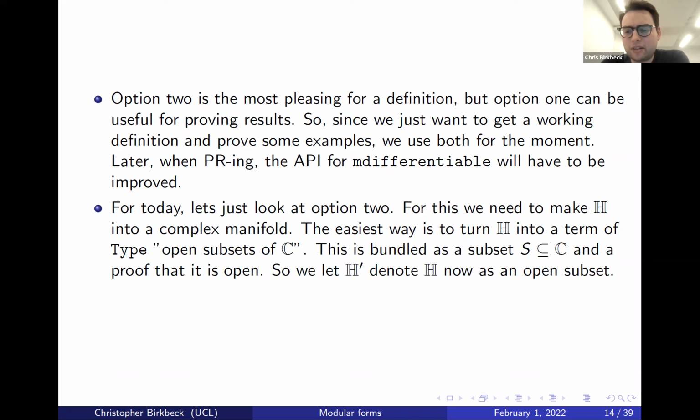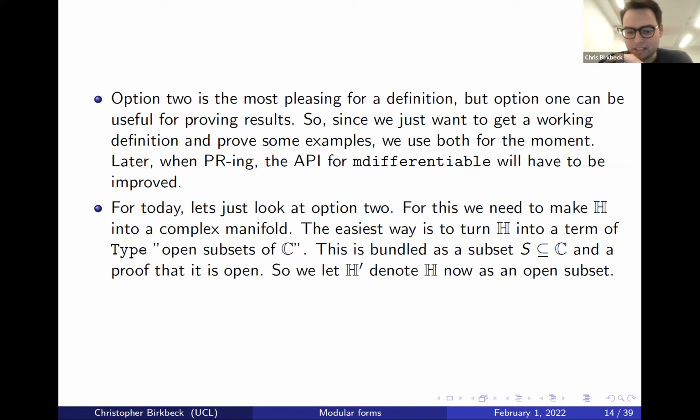And so essentially, I want to create a complex manifold out of the upper half space. And you can do this because Lean, for example, already knows that the complex numbers form a complex manifold. That's easy. And it also knows that open subsets of manifolds are manifolds. So if I can just check that the upper half space is an open subset of the complex numbers, I can automatically infer that it is a complex manifold. And this basically means I need to write my upper half space as an element of type OpenSubsets of C. So I need to take my upper half space and add a proof to it, which says that it's open in the complex numbers with the normal topology.